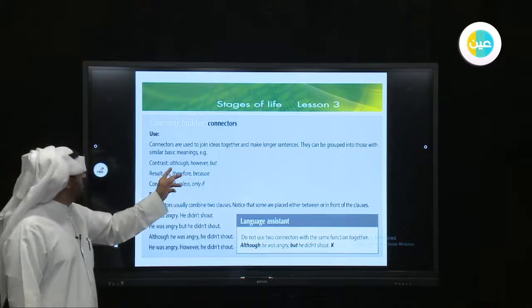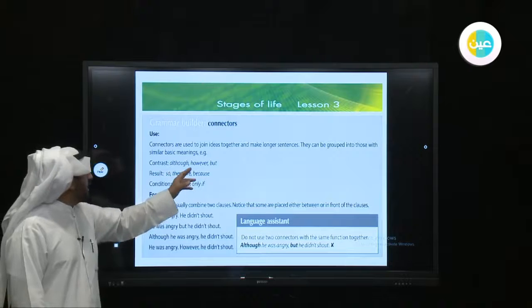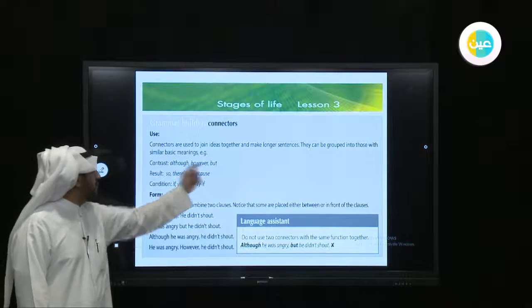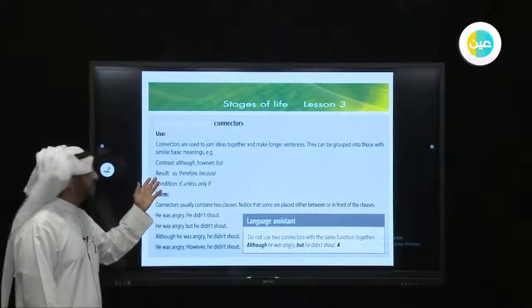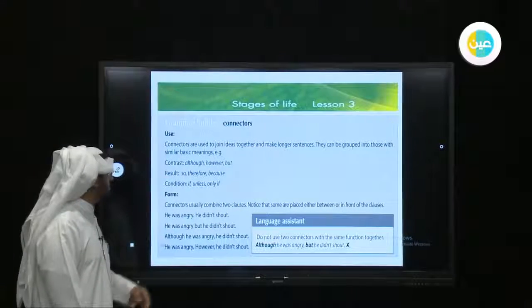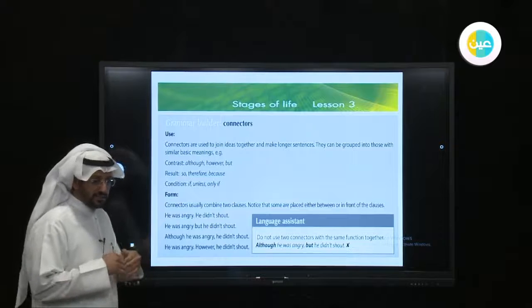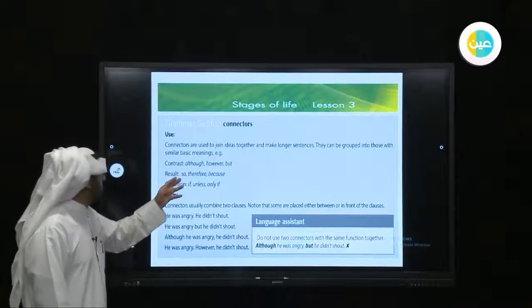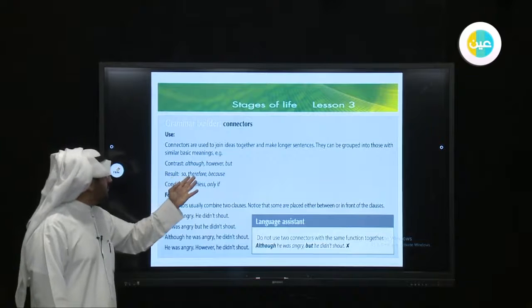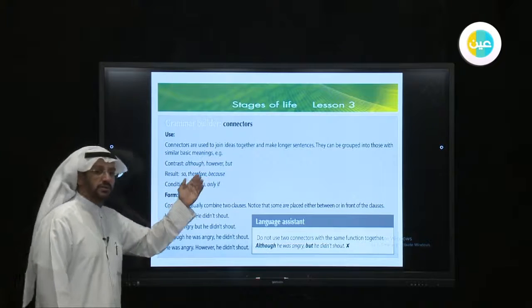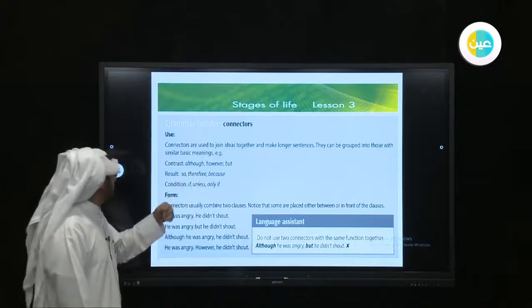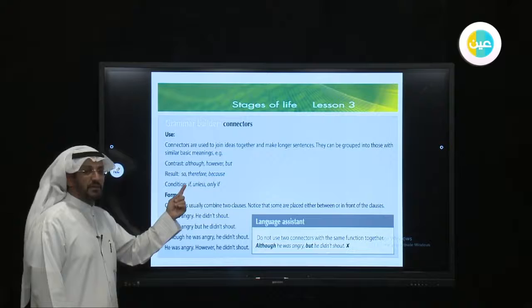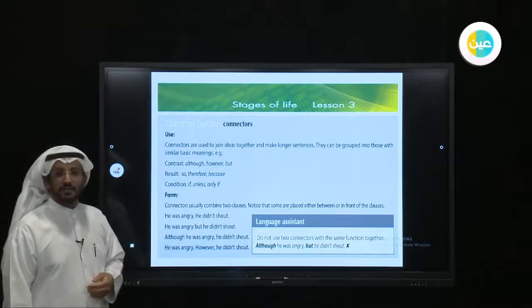Contrast: though, however, and but. Result means effect, the opposite of reason: so, therefore, and because. Condition: if, unless, only if.